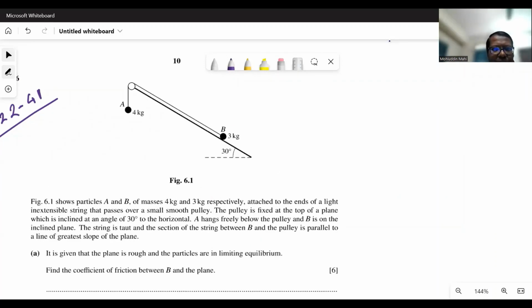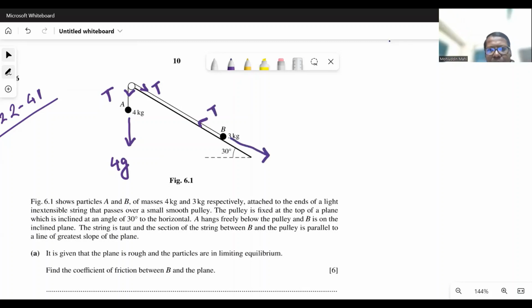Now the weight of the object, this is acting in downward direction, mg or 4g. So it will create a tension in the wire. So it will create a tension in this direction. All right, so here there will be the same amount of tension. Here will be the tension.